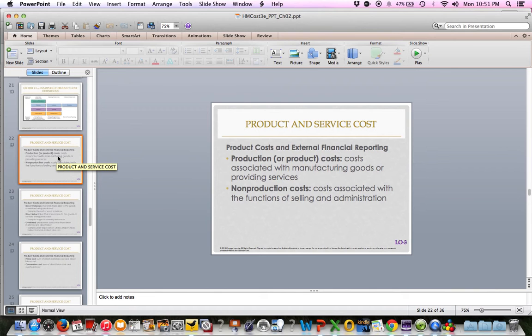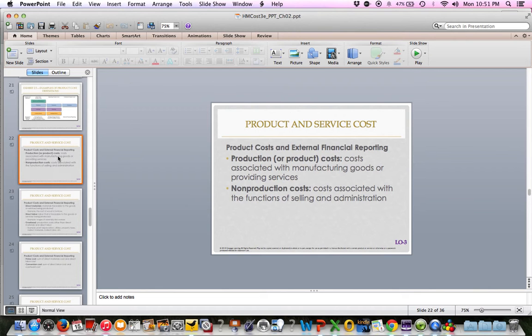So product costs and external financial reporting. Remember that this is when we're giving information to outside third parties, primarily investors and creditors, and we need to give them information using a prescribed format and in a prescribed way, basically generally accepted accounting principles, and using financial statements that have a very prescribed format.